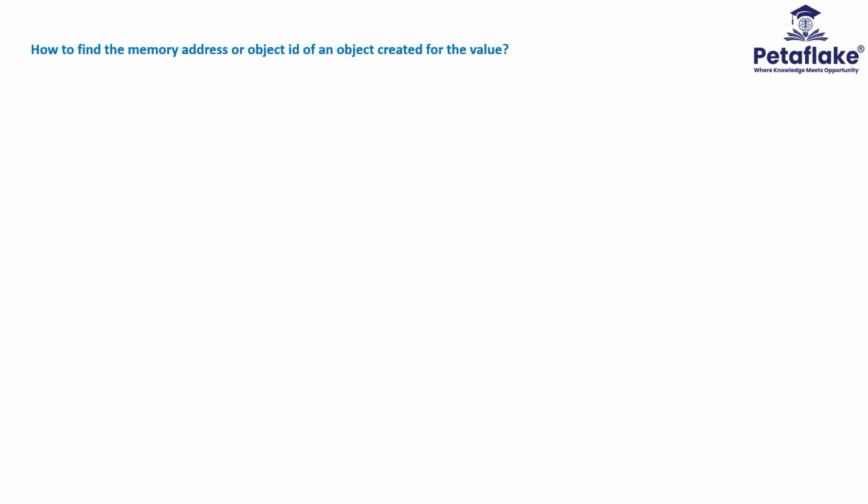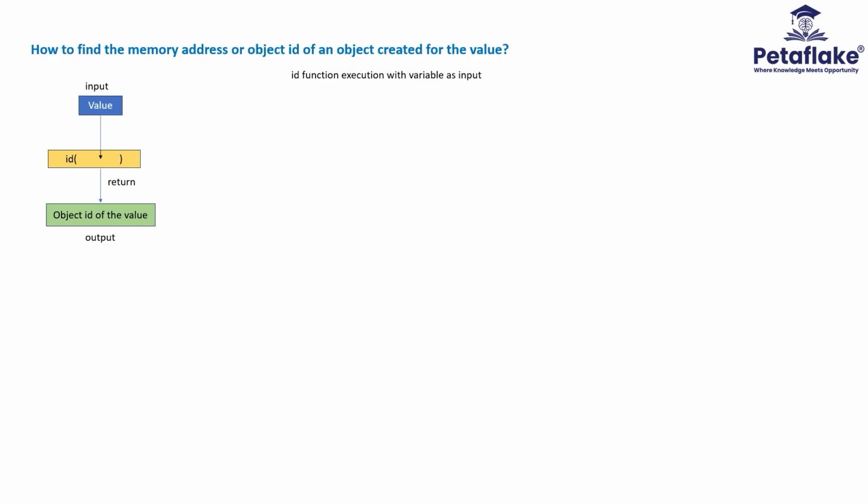To get the object ID of an object, we have an inbuilt function called id. The id function gets some input and returns the object ID of the given input as output. We can pass a variable name as input to the id function. The function returns the object ID of the object created to store the variable value. Let's create some variables with some values.